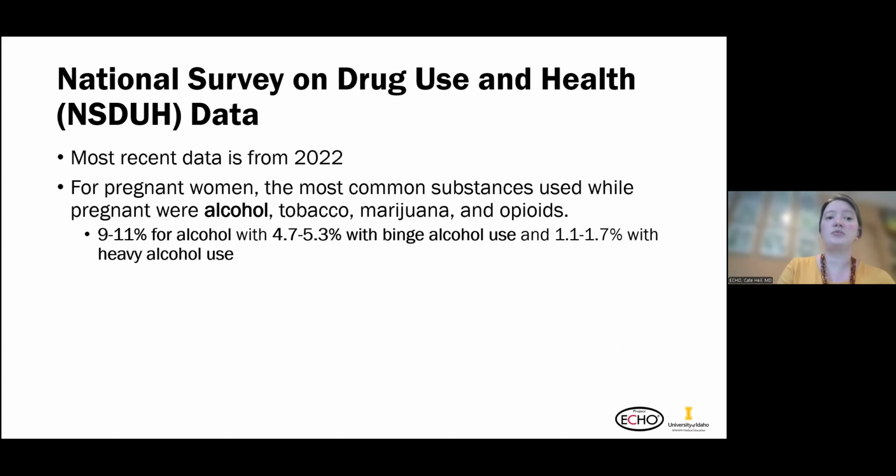But in general, the most common substances that women use during pregnancy are alcohol, tobacco, marijuana, and opioids. In general, the prevalence of use is much less during pregnancy when compared to when women are not pregnant. But still, about 9 to 11% of women had used alcohol while pregnant, and between 4 to 5% would meet criteria for binge alcohol use, and about 1 to 2% would meet criteria for heavy alcohol use during pregnancy.